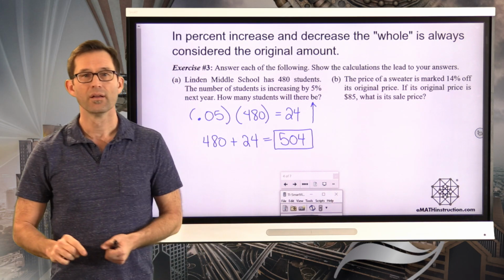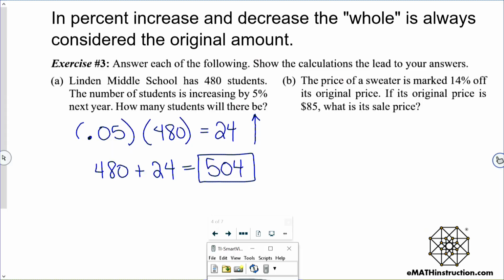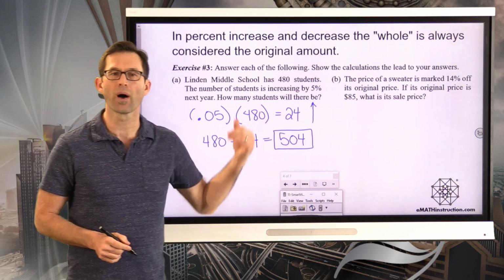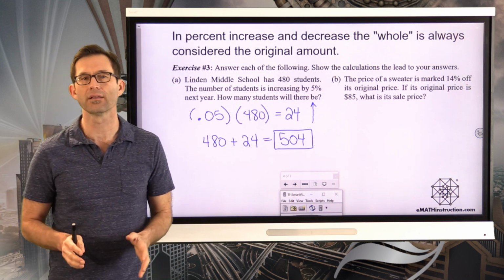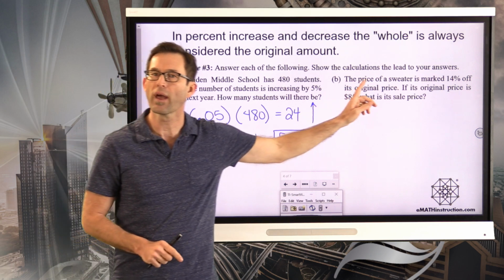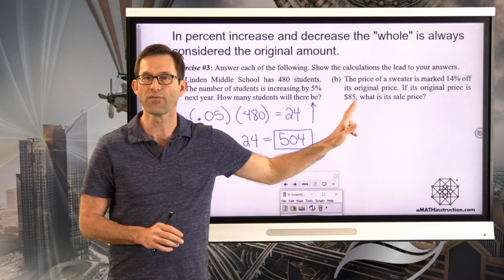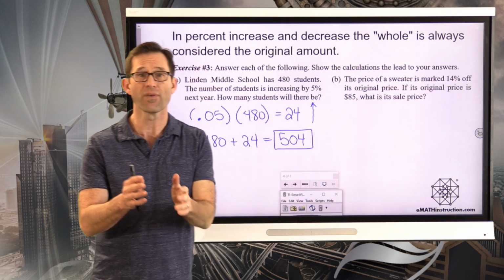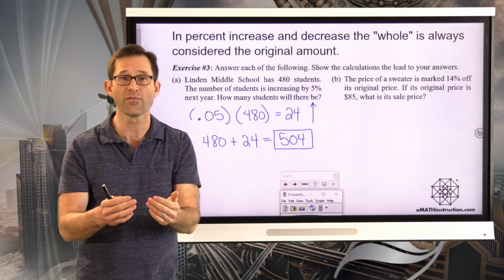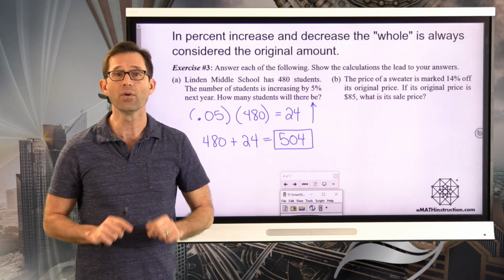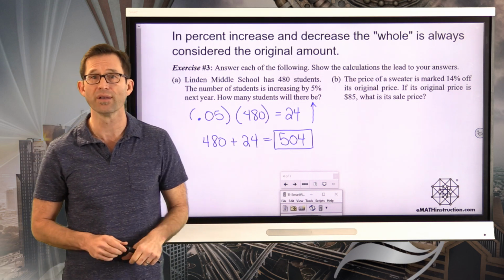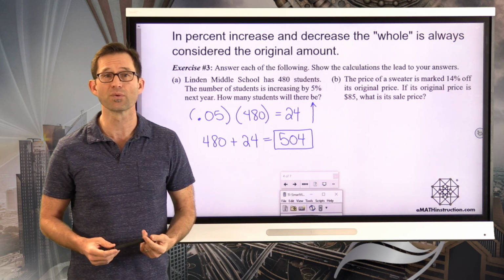All right. Let's take a look at letter B. The price of a sweater is marked 14% off its original price. If its original price is $85, what is its sale price? Now notice, in both of these two problems, we're not really phrasing them exactly like we have seen the other problems. But we have to realize, 14% off its original price. That means we're going to take the original price, which is $85. We're going to find 14% of 85, and then we're going to decrease the $85 by that amount. So I'd like you to pause the video now and try to figure out the sales price of the sweater after 14% was taken off.